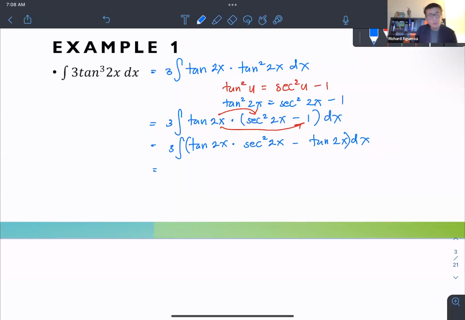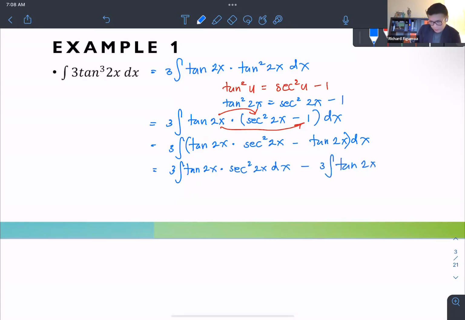And then, so we perform the sum and difference rule. So this is the same as 3 tangent 2x times secant squared 2x dx, and minus 3 the integral of tangent 2x dx. Just like in cases 1, 2, and 3, whenever there is a product of two trigo functions, that means we're going to use the power rule. While if it is just a single function, then you can integrate it, so we can just use the basic trigo function integral.